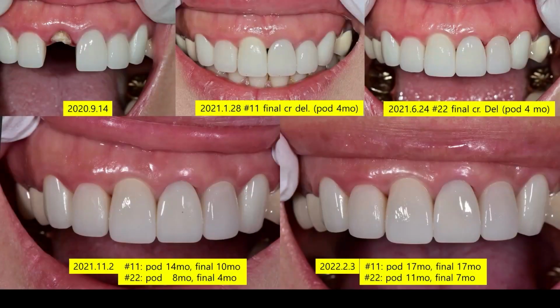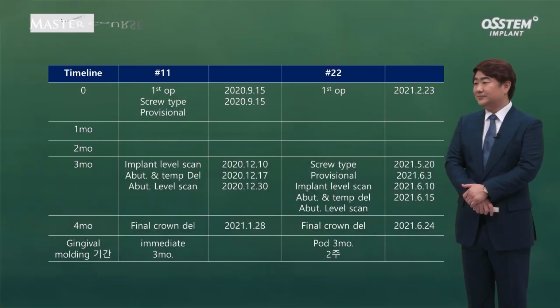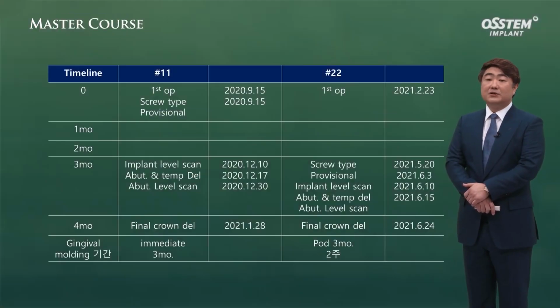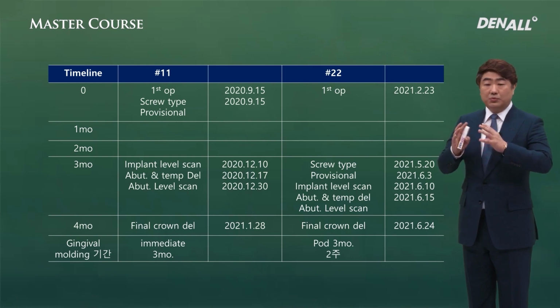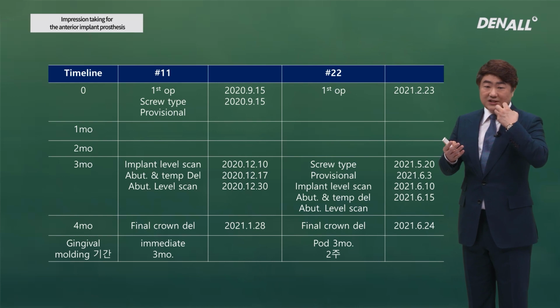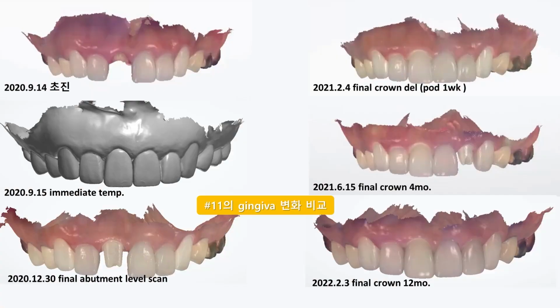Hence, if you compare by timeline, the patient came in September. And then for 17 months since then, you can see the changes in the prosthesis as well as the gingiva. If you look at the time, number 11 and 22 follow about the same timeline. Prosthesis was delivered after 4 months. The difference is that an immediate temporary was used for number 11. After extraction, the temporary supports the gingiva as a root form, so it's as if there were no tooth loss period.